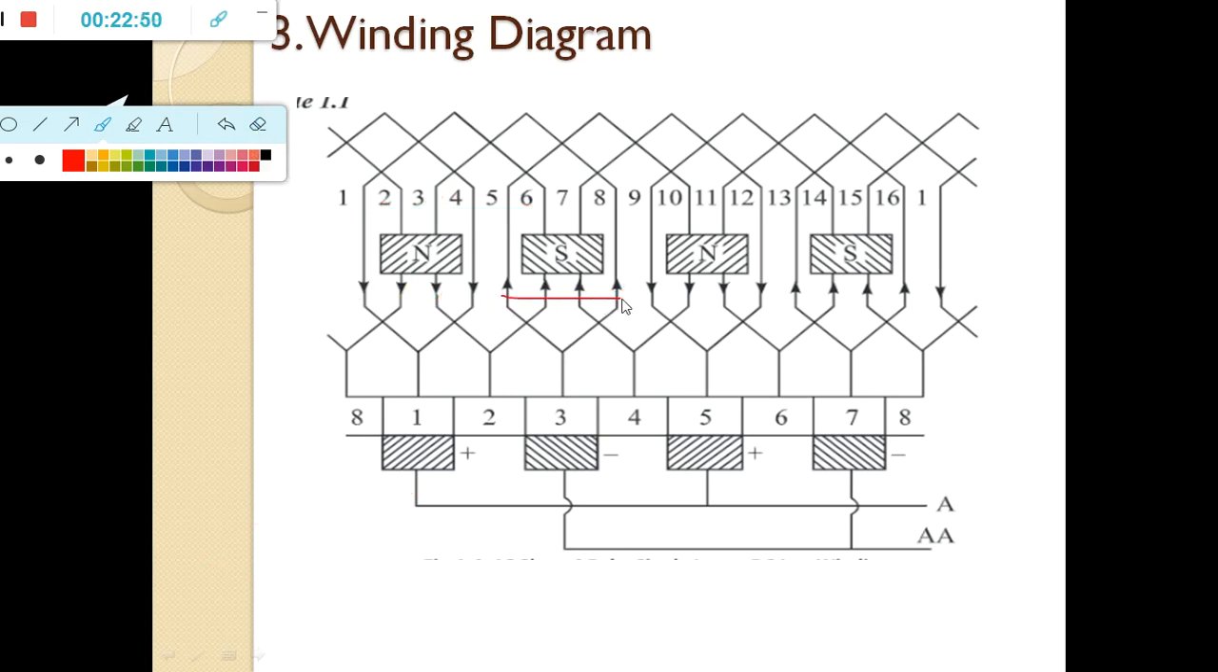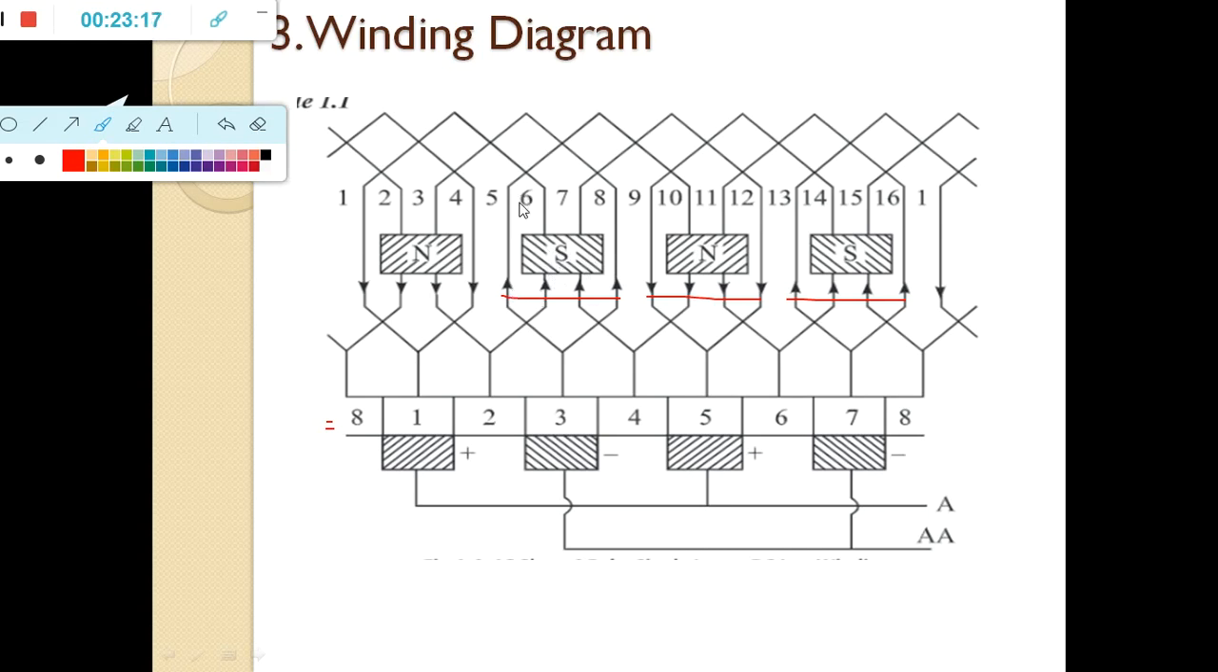Again here towards the commutator, here it is away from the commutator, just because of the polarity: north, south, and then north. If the conductors are under the north pole, the direction of the current is towards the commutator. This is your commutator. Okay, and if it is under the south pole, then the direction is away from the commutator.